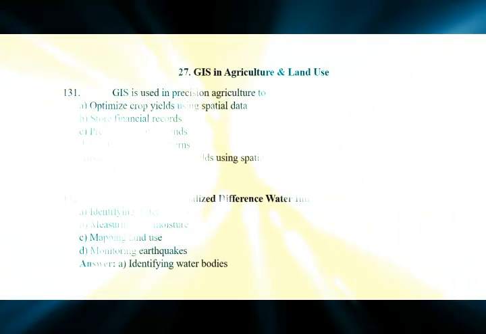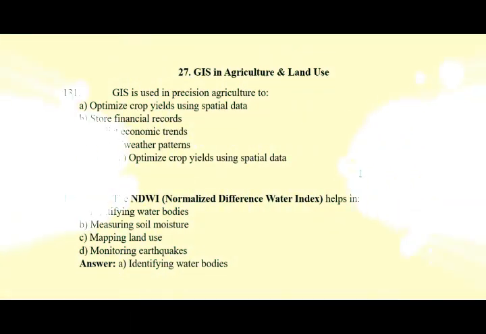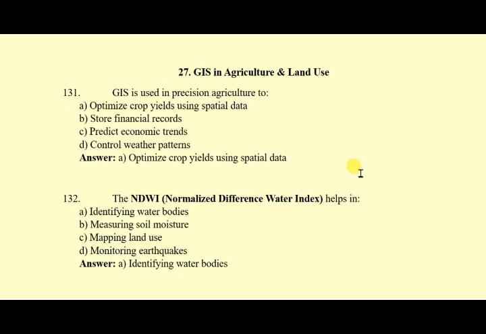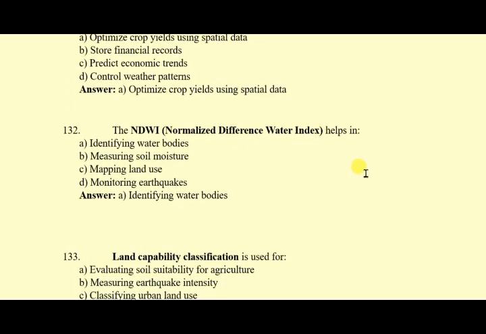Category 27, GIS in agriculture and land use. Question number 131. GIS is used in precision agriculture to optimize crop yields using spatial data, store financial records, predict economic trends, control weather patterns. Here the right answer is optimize crop yields using spatial data.